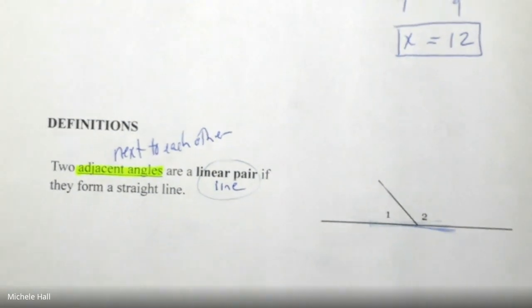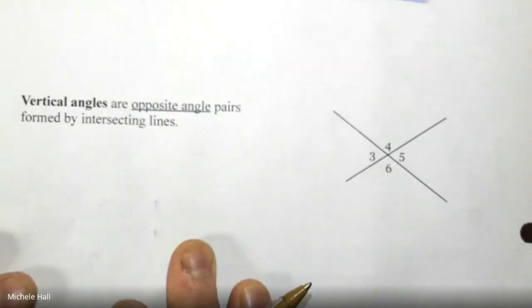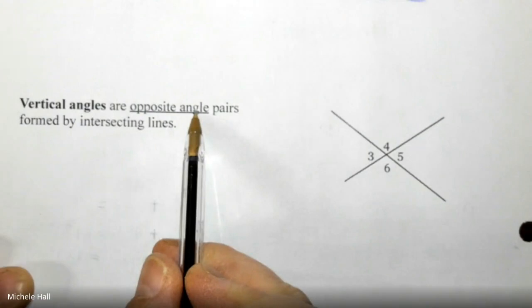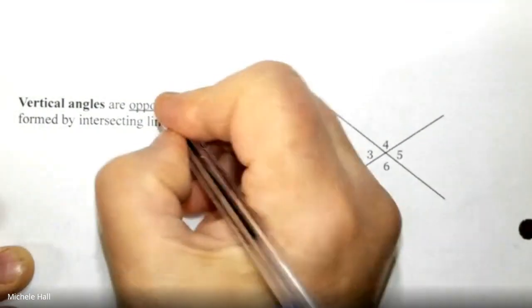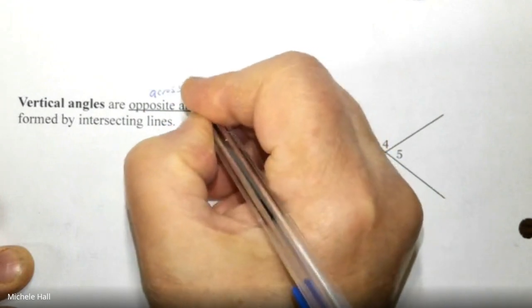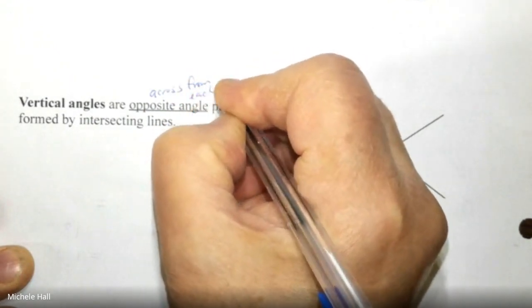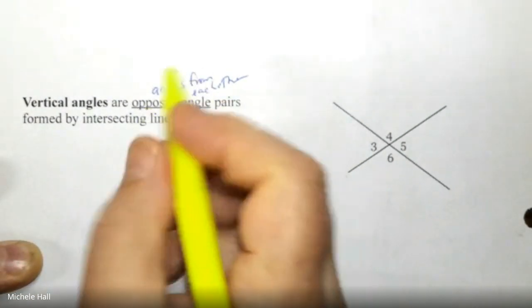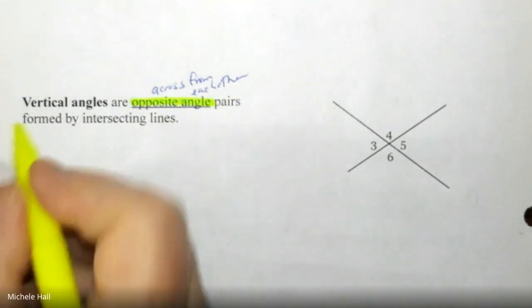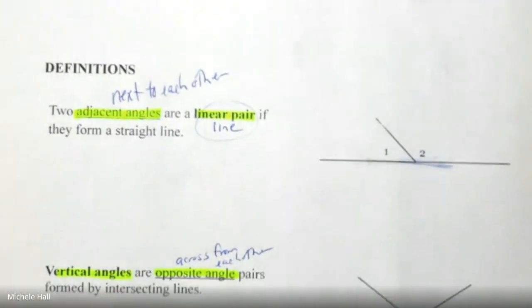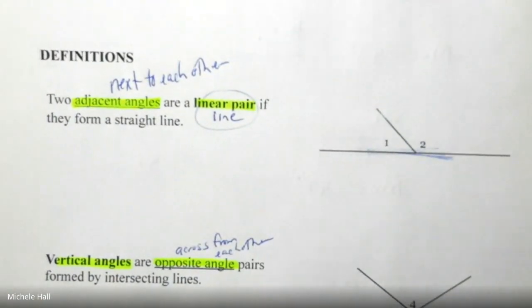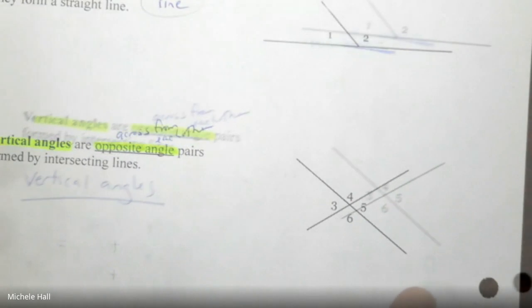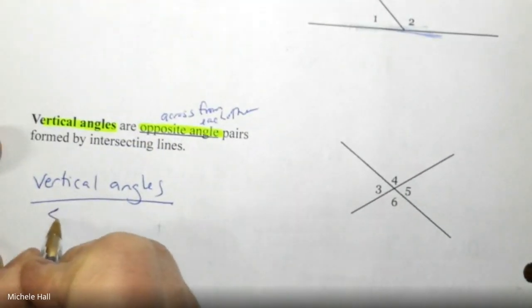The second piece of information that you're going to have is about vertical angles. Vertical angles are opposite angles. Okay, opposite means across from each other. So vertical angles are opposite angles. A linear pair is adjacent angles. Those are your definition words. Linear pair, vertical angles. So name a pair of vertical angles in the picture. What's a vertical angle here? Angle what and what are vertical angles?